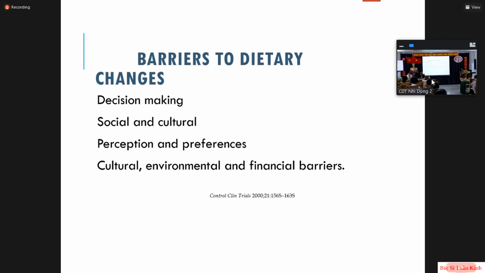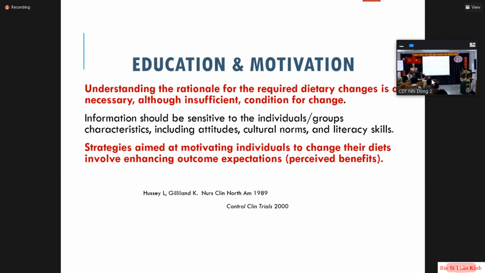So what are the barriers to dietary changes? Decision-making, social and cultural factors, like I think Dr. Omnia also mentioned in a talk, perception and preferences, and even cultural, environmental, and financial barriers, they determine efficacy or the compliance. Then education and motivation. It appears slightly more theoretical, but it's important that the patients or the caregivers understand the rationale for the required dietary changes. Unless you explain to them why a particular change is being made, they would not stick to it for long.